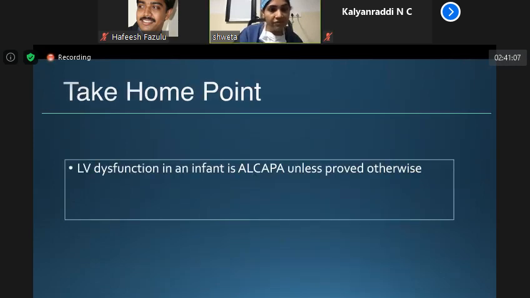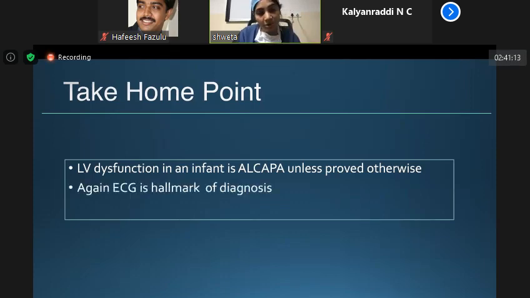So any LV dysfunction in an infant is ALCAPA unless proved otherwise. Try to look for that. If you're not sure, take the opinion of another cardiologist or call them again after 24 hours. But make sure that the coronaries are normal, because if you miss this, it has a very devastating effect on the child. One-year mortality is almost 90%.